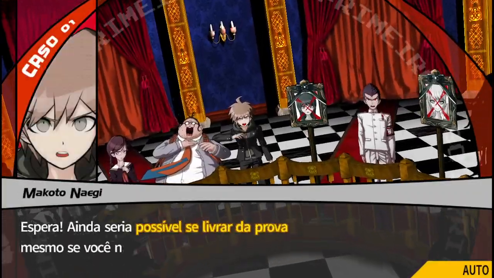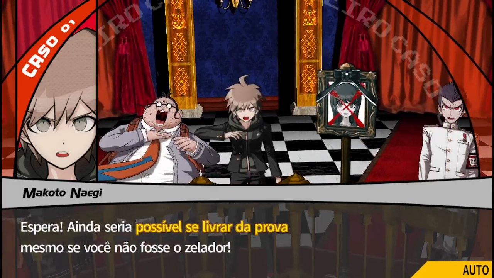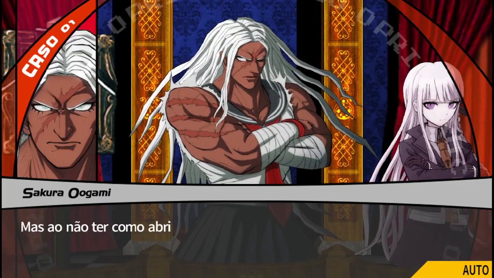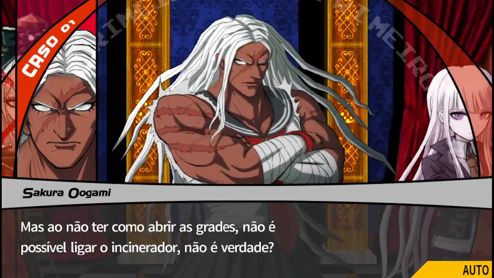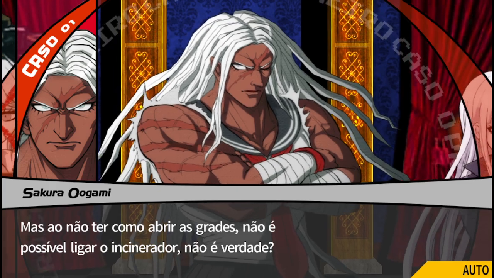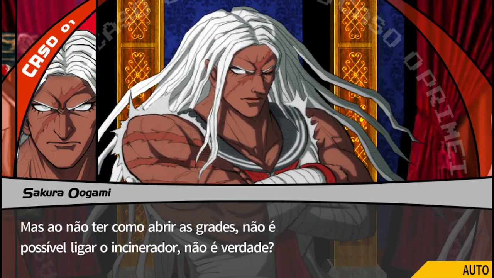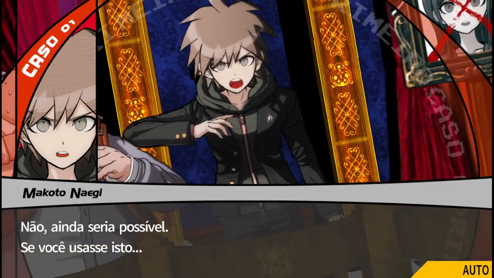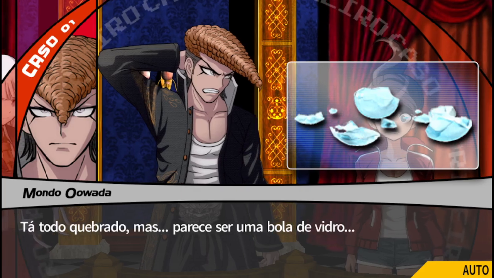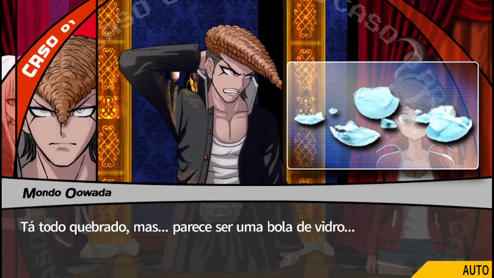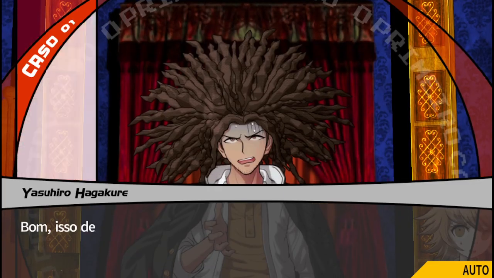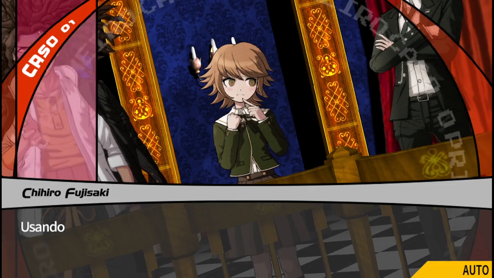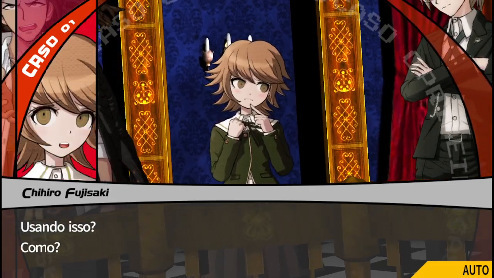Hold on. I think I know how someone could dispose of the evidence without using the trash room key. But if you can't get past the gate, you couldn't possibly turn on the incinerator, could you? Yes, you could. If you used this. What is it, some kind of glass ball? It's busted to hell. Actually, it was supposed to be a crystal ball, but how would you use it?